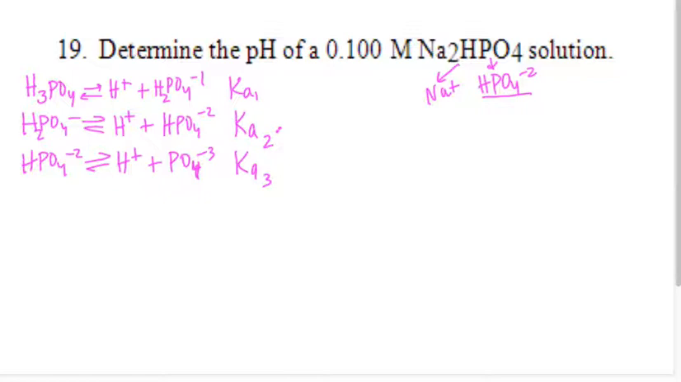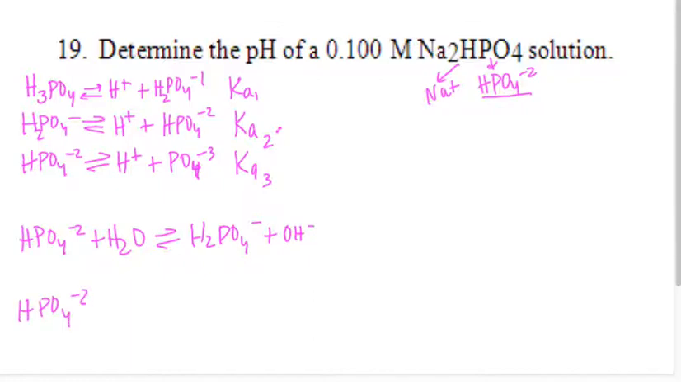So what 2 equations could we potentially have? Well, we could have HPO4 minus 2 plus water. Which way do you want to go this time? What's the base? The thing is the base? H2PO4 minus plus OH minus. All right. And then the other way we can go, HPO4 minus 2 plus water, we can make PO4 minus 3 plus H3O plus.